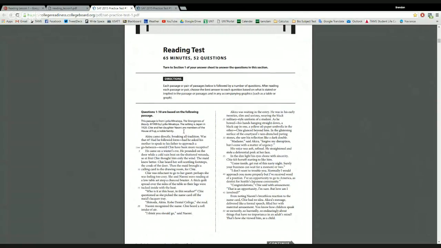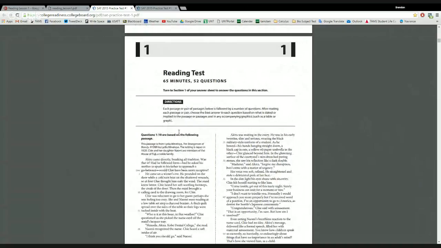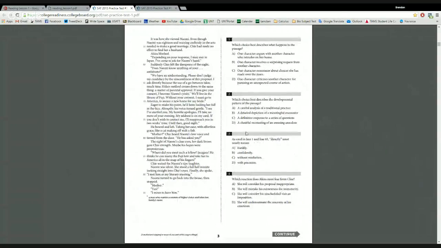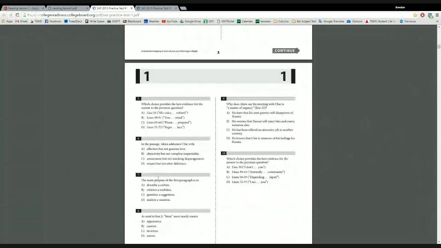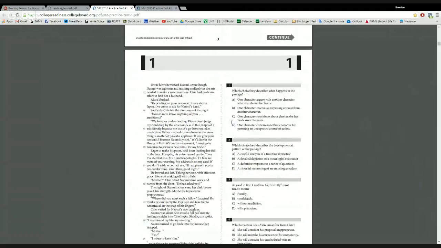Right here it says Akira came directly breaking out tradition. So when you first go to a reading passage, I would look through this first before reading anything. Then, like we said, we want to plot the questions. This case would be 3, 7, 8, 9. Once you've done that, you want to answer those questions before reading the passage.